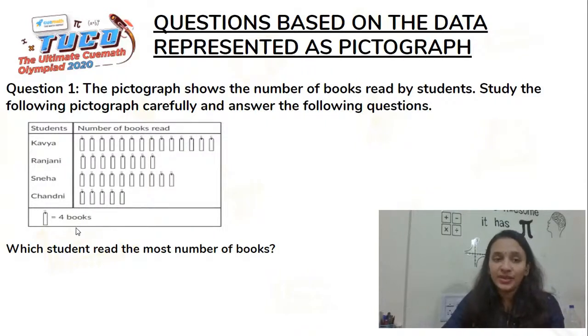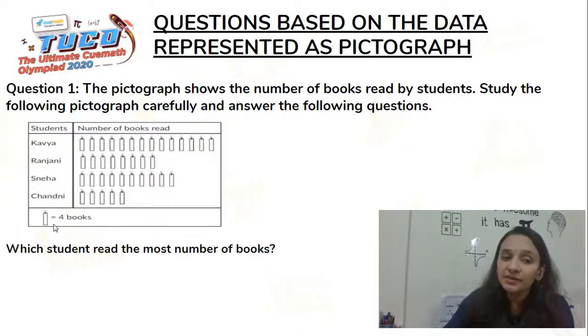So as I said, you have a book tag which is representing the books. And it's not just one book, because it's not only a limited number of books that a student has read, but a lot many books. To have so many book tags in one table would make it really big. Instead, we have taken it for a fact that one book tag that we see here is equal to 4 books.